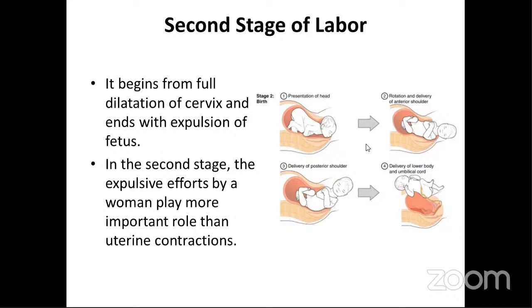pictures you can see in the second stage of labor, where there is extension and delivery of the head first, and then after the delivery of the head there is an internal rotation of the shoulders. The anterior and the posterior shoulder come to lie in the anteroposterior diameter of the pelvis. The posterior shoulder is delivered first, then the anterior shoulder, and then the whole of the trunk and the fetal legs easily come out. So this is how the delivery of the normal baby occurs.